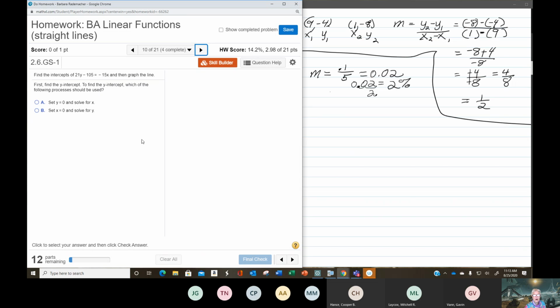All right, now we are moving on. We're going to be finding the x and the y intercept. There's a method that can make this easy.